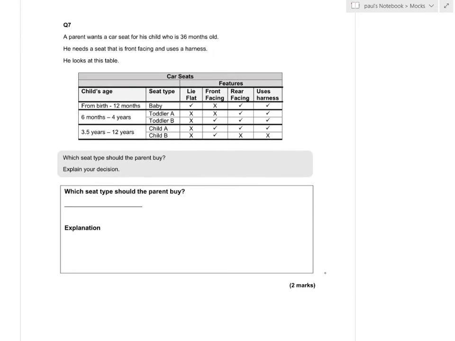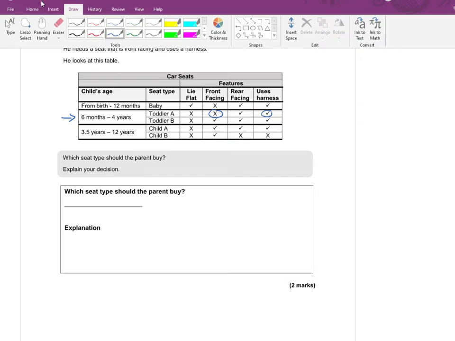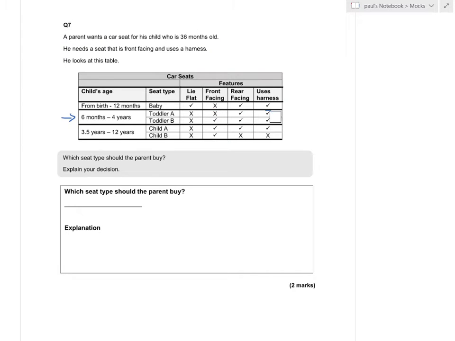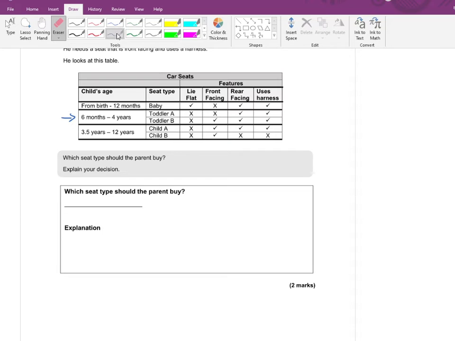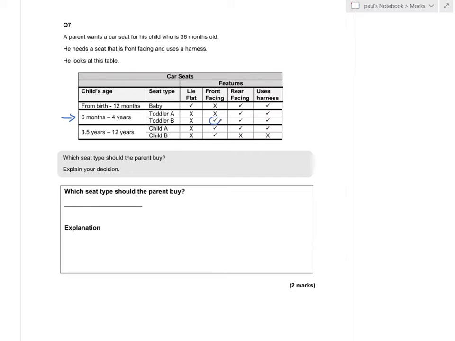A parent wants a car seat for his child who's 36 months old. So that's going to be in that category, yeah. He needs a seat that is front facing. So the that's the only one. And uses a harness, yeah. Oh no, that doesn't front face. I thought crosses were ticks and ticks were crosses. Front facing, so tick. Harness, tick. So, which type should he buy? Toddler. B.